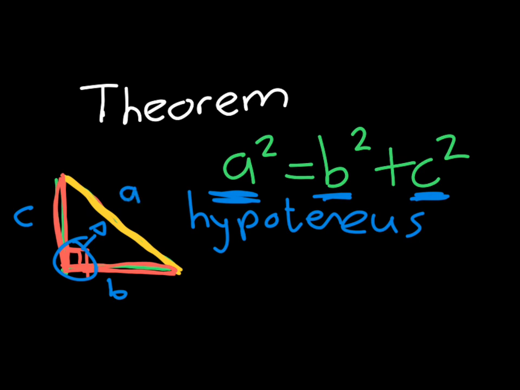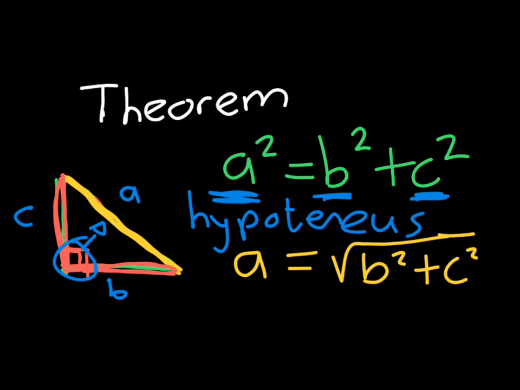Now remember, when we are finding the lengths of these lines, we do not want to know what A squared is. We want to know what A is. Therefore, when we just want A, we need to square root whatever B squared plus C squared was.